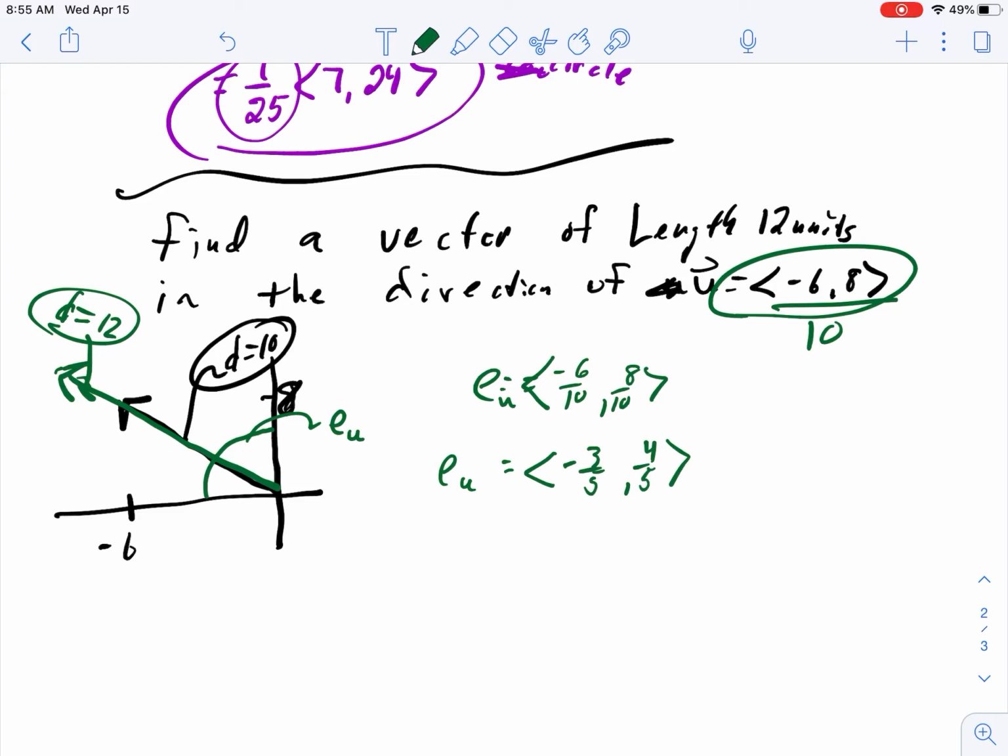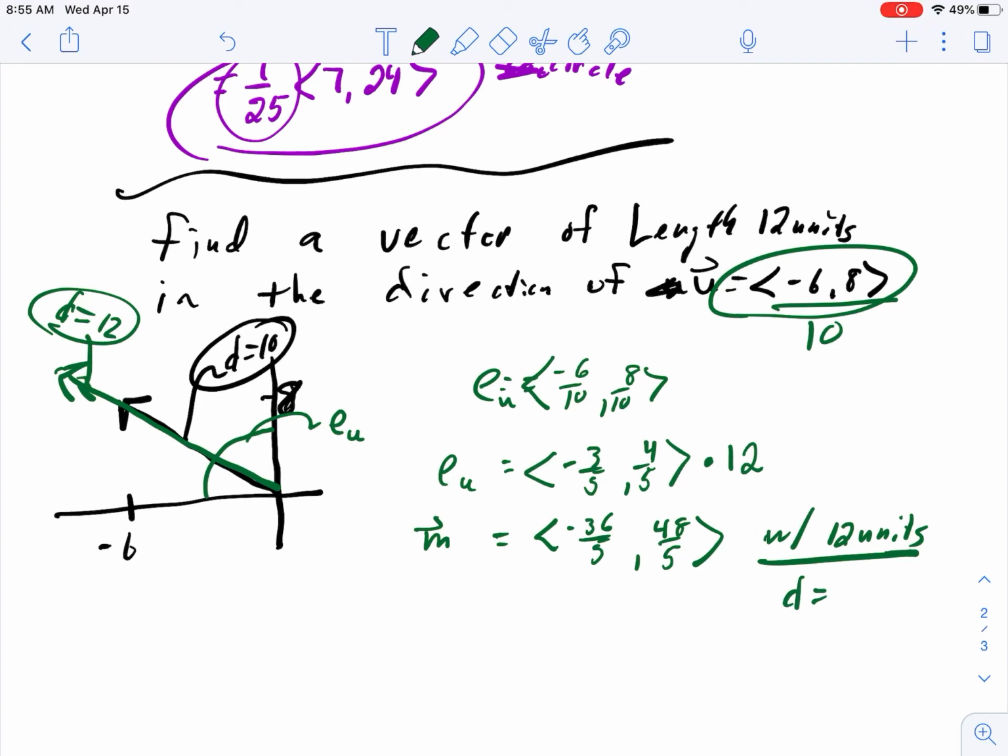Well then, if I want to say what's my vector of 12 units, multiply by whatever scalar you want. So let's multiply by 12. And therefore, now my new vector here, let's call it vector m, would be -36/5 and 48/5. That is now my new vector with a magnitude of 12 units. So therefore, what's the distance? The distance is 12. And if you want to check, you can go through and check it if you want.